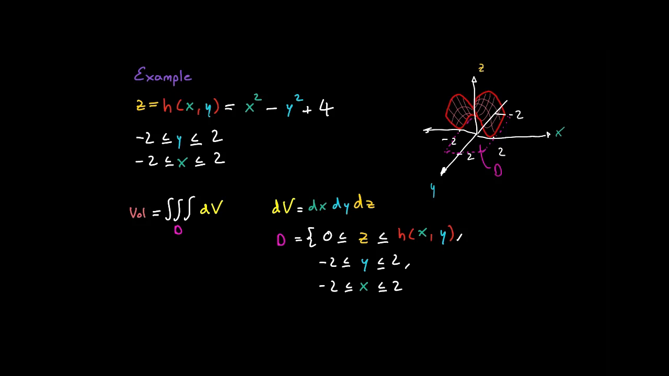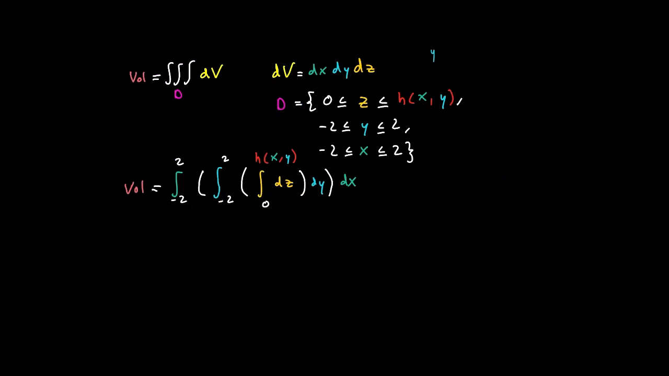Now we can formally write out our volume integral. The volume equals the integral from -2 to 2 of the integral from -2 to 2 of the integral from 0 to h of x and y of dz, dy, dx. We start with the innermost integral over z because its limits depend on both x and y. Once we've completed the integration over z, we move on to y and finally to x to complete the volume calculation. Now for the solution, here's our integration process.